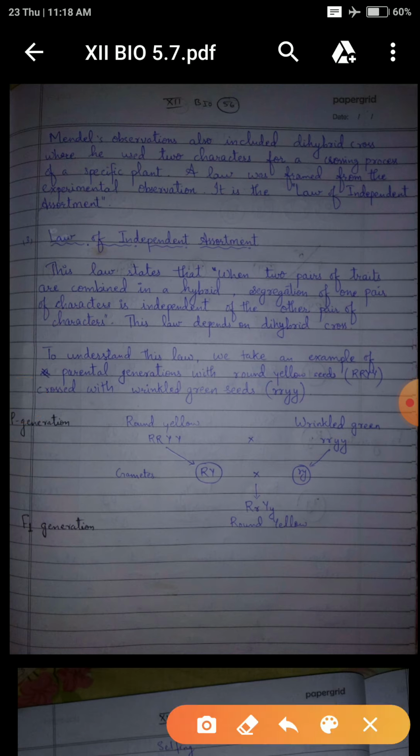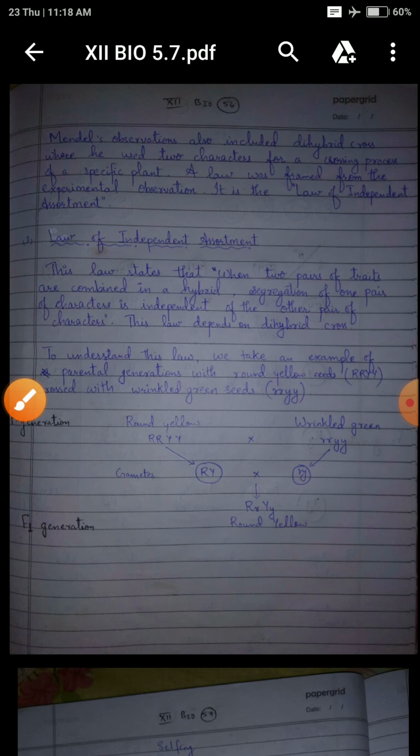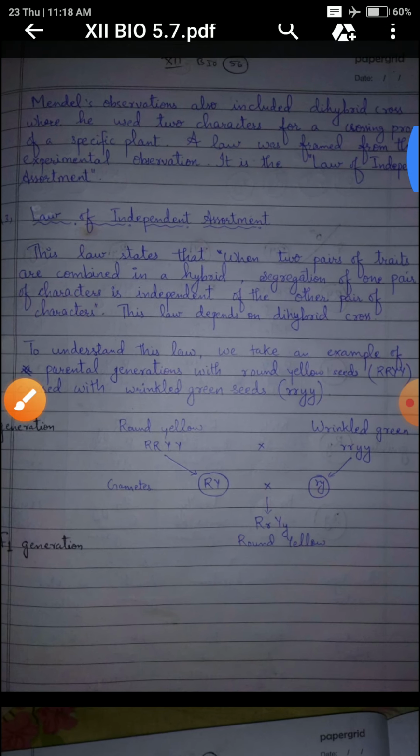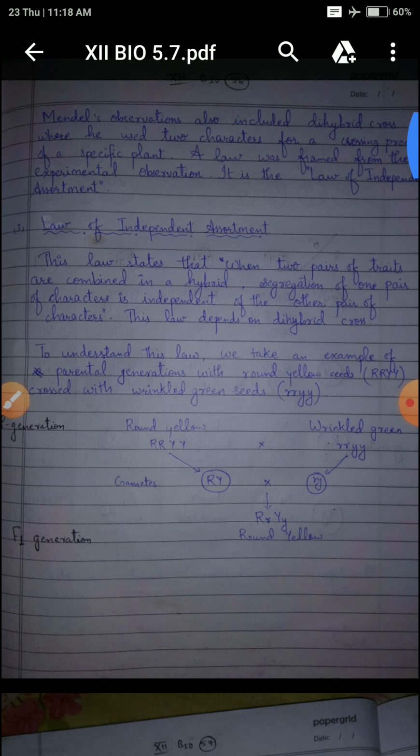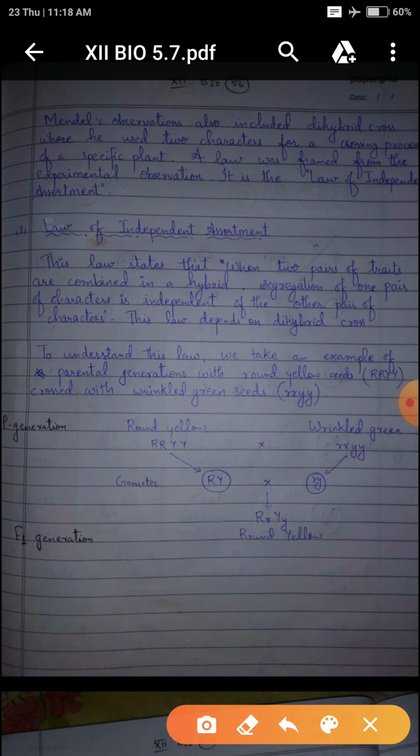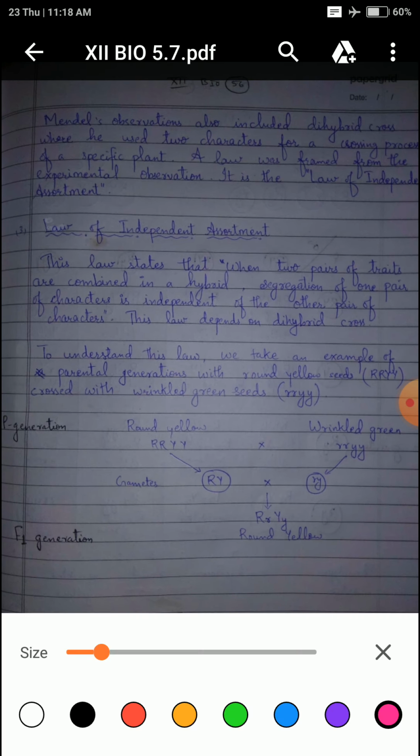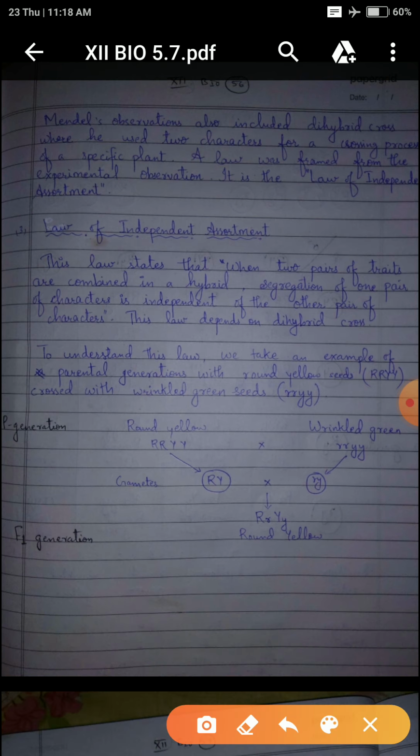So first let's discuss what actually the law of independent assortment is. What does the law of independent assortment state? It states that when two pairs of traits are combined in a hybrid, segregation of one pair of characters is independent of the other pair of characters.